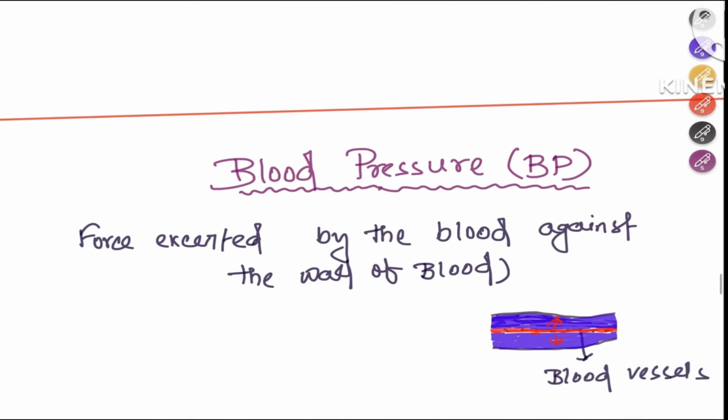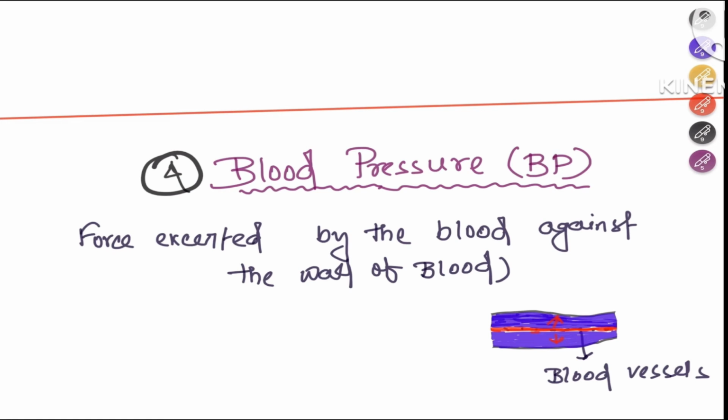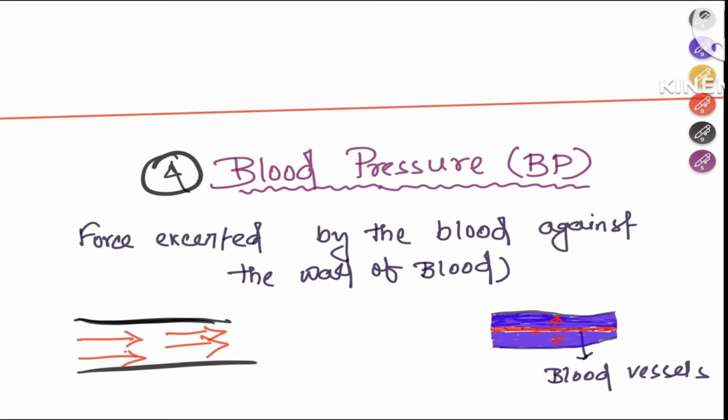Next we will see the blood pressure. So, what does blood pressure mean? The force exerted by the blood against the wall of the blood vessel. Suppose this is the artery. The blood is going through the artery, and this blood creates force on the wall. This force we call blood pressure. If the blood creates more force, the blood pressure will be high. If it creates low pressure, the blood pressure will be low.